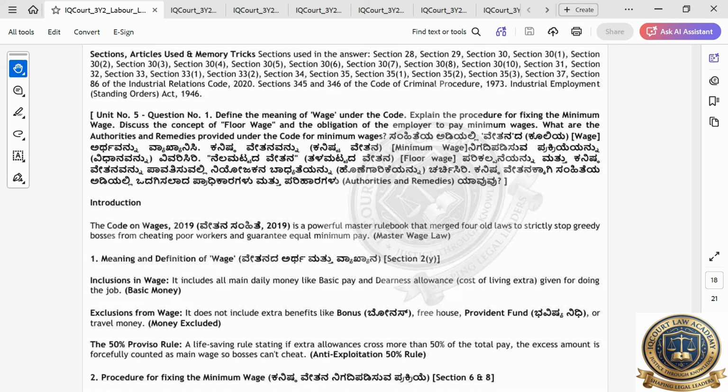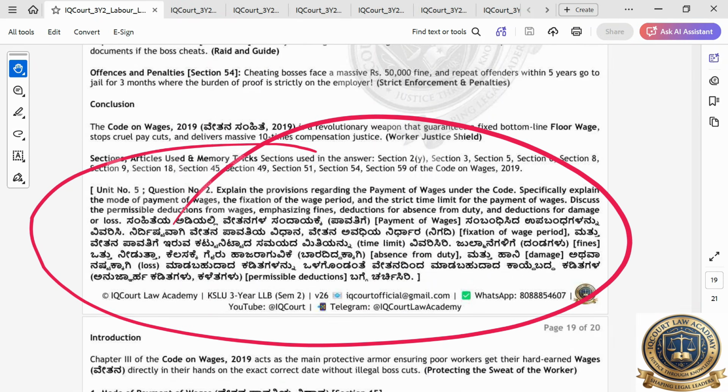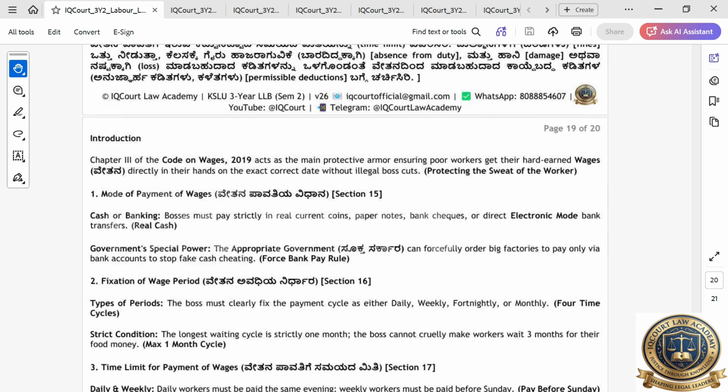This is very, very important. 200% important question they will ask. In the problem also they may ask this question. The same question will be explained. Explain the provisions regarding the payment of wages under the code. Specifically explain the modes of payment of the wages, fixation, strict timeline, damages, everything we explained in this question.